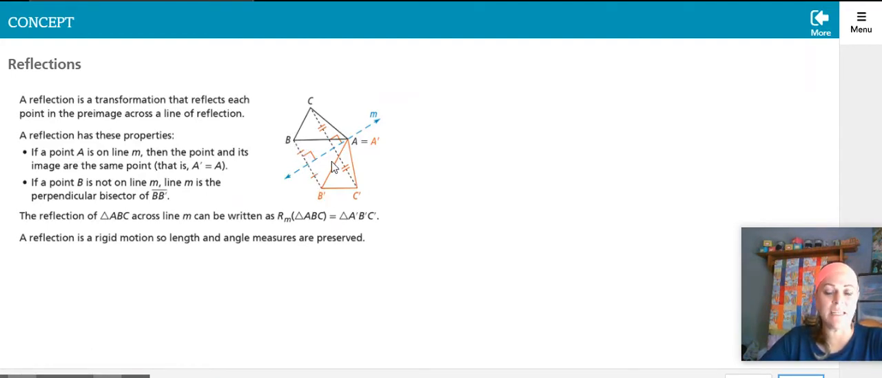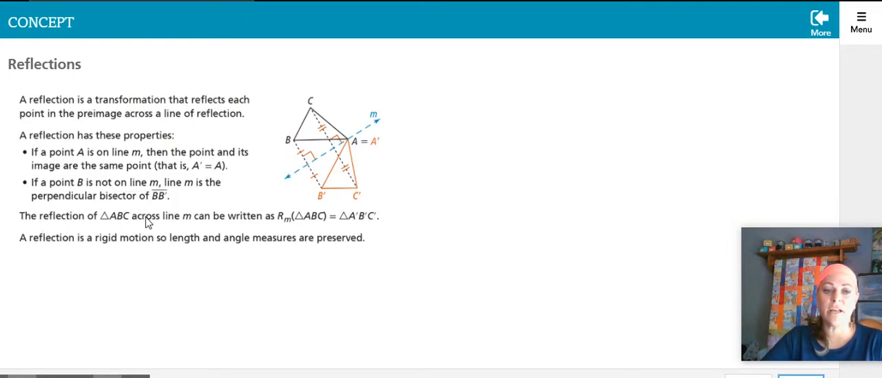This segment is bisected at a perpendicular angle, or 90-degree angle. So line M is the perpendicular bisector of B to B prime. So B to the line of reflection to B prime, those are exactly the same length. That's the bisected part. And the perpendicular means that angle is 90 degrees. So C to C prime is also bisected through this line of reflection. See how there are 2 tick marks? And at a 90 degree angle.